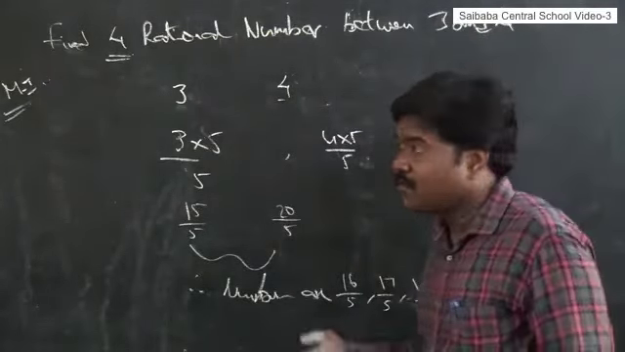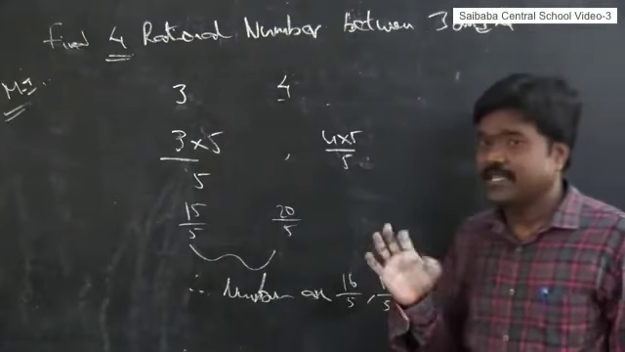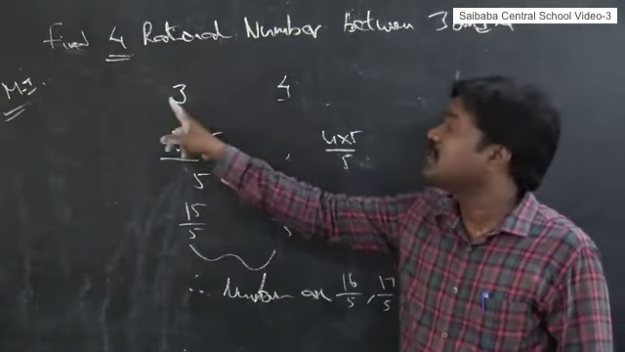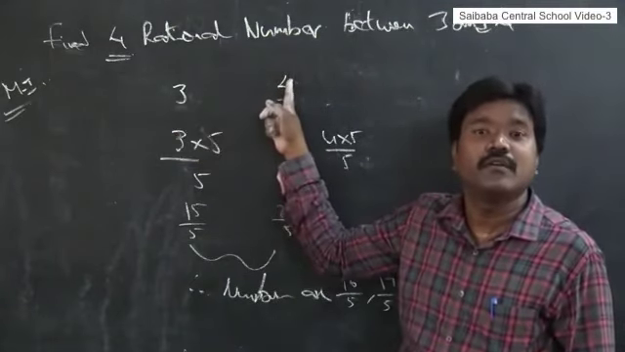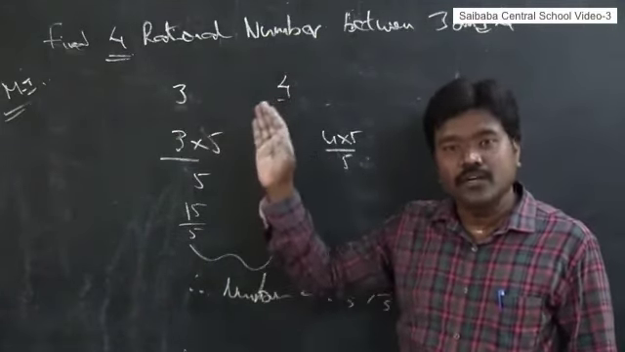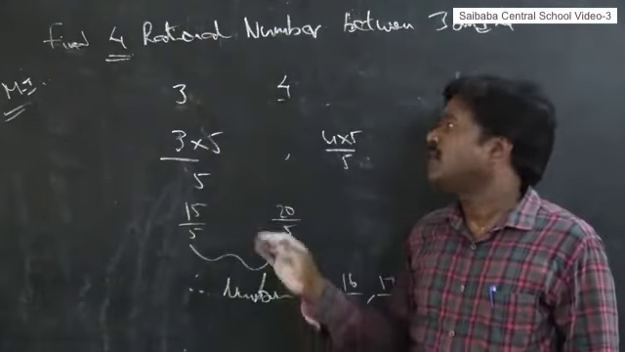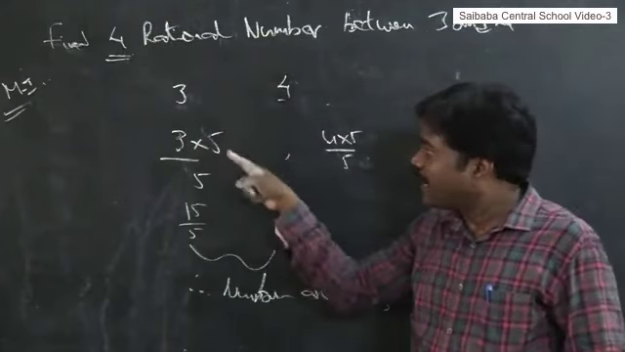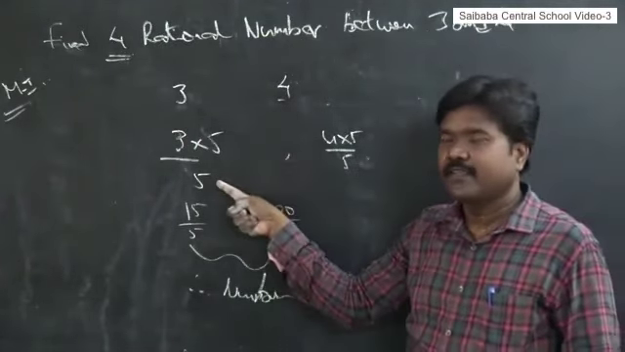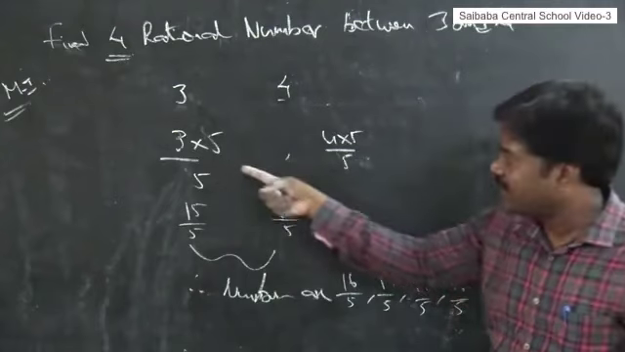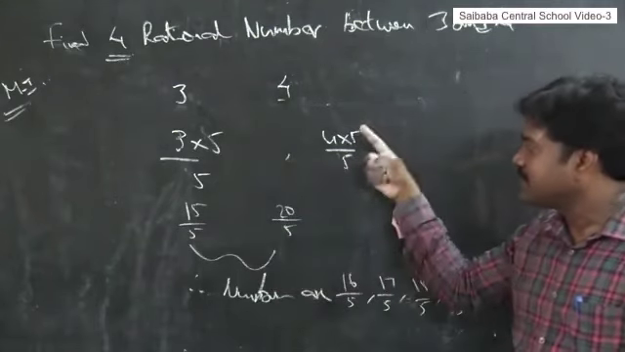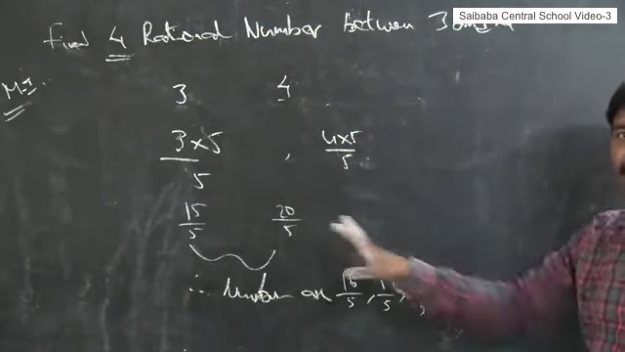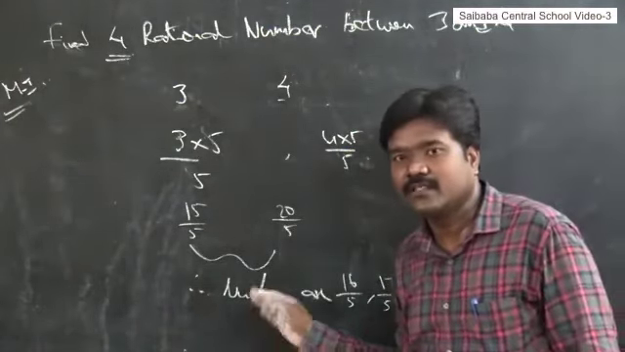Can you do this? Pause the video and copy this. Once again I repeat, the given numbers are 3 and 4, and it is asking for only 4 rational numbers. How many rational numbers are possible between 3 and 4? Infinitely many, according to the density property. But he is asking just 4. Add 1 to that, 5. Multiply and divide with 5. The first number is converted to 15 by 5, the second number to 20 by 5. Then write those 4 numbers in between. Okay, now this is a simple method.